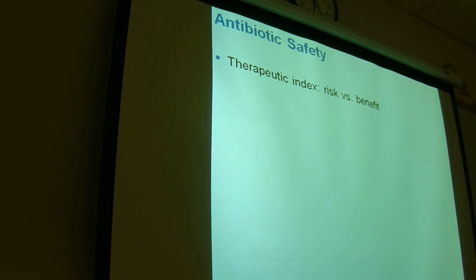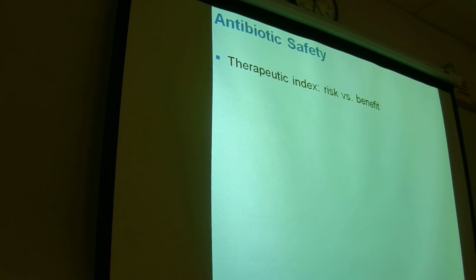Okay, I think this will be the last slide I actually go over. So this is just antibiotic safety. We'll come back to this at some point later, but there's a therapeutic index, basically meaning the risk of taking a drug versus the benefit. Depending on the benefit, the higher the benefit, the higher the risk can be.